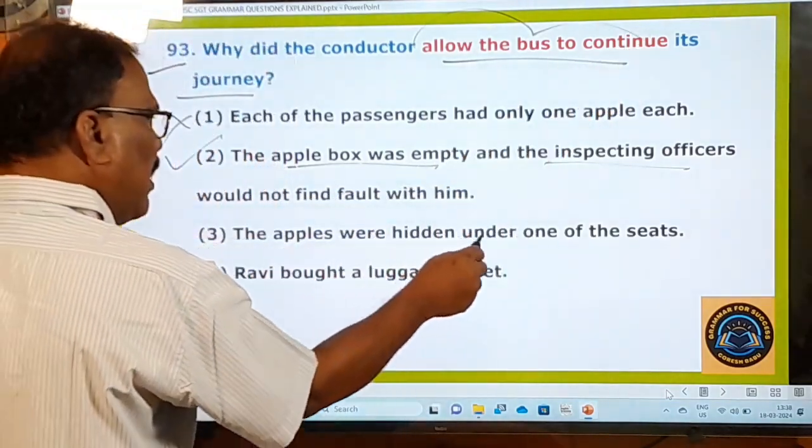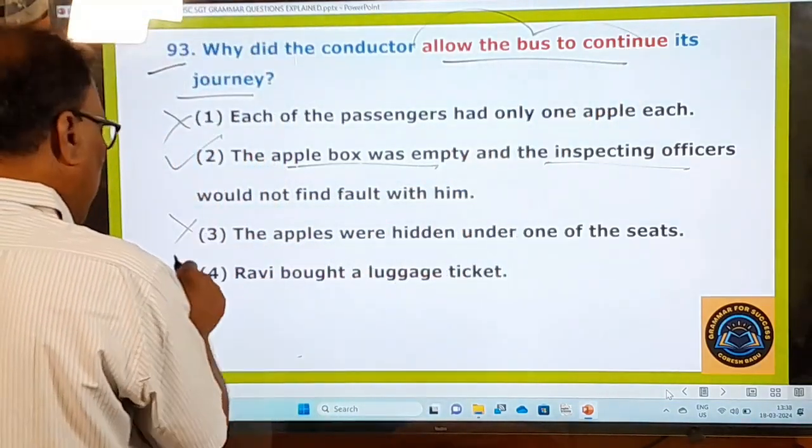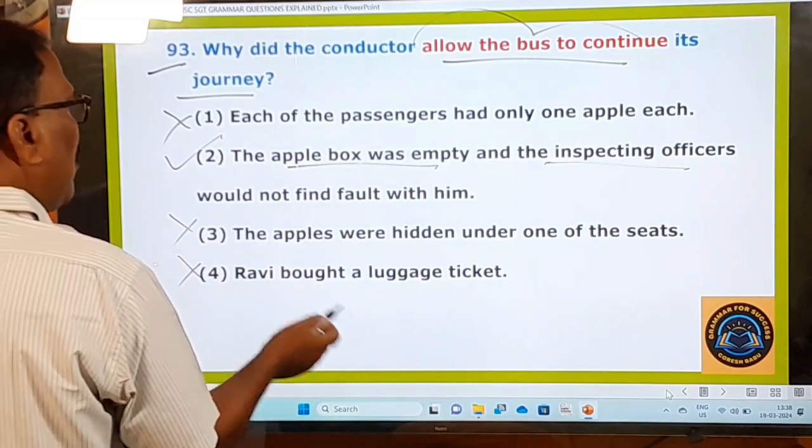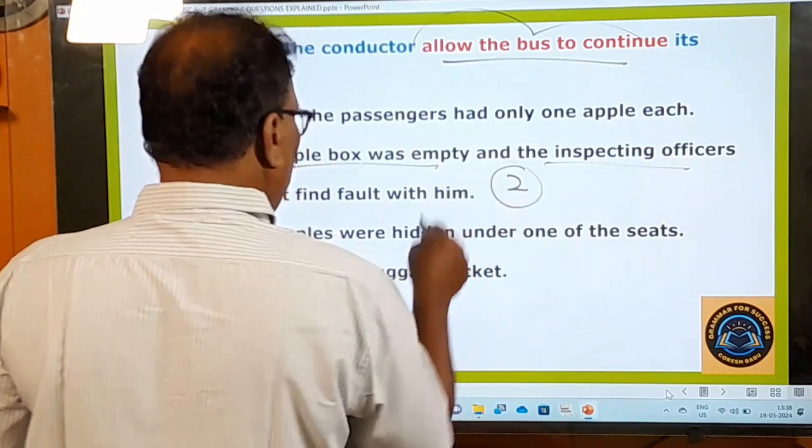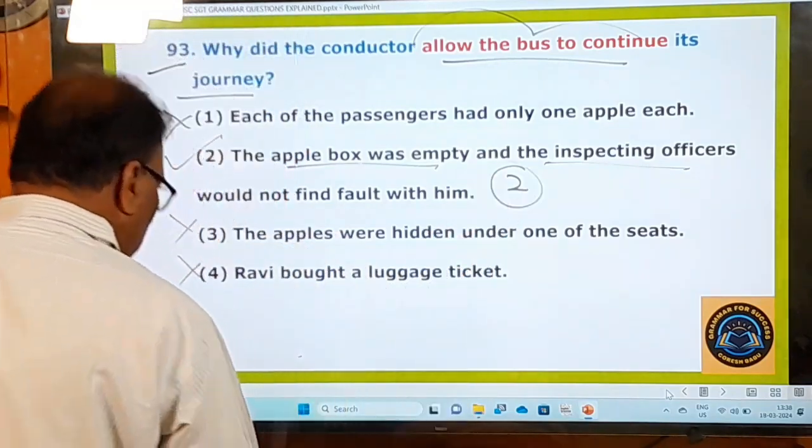So apples were hidden under the seat. No. Ravi bought a luggage ticket. No. She did not buy the luggage ticket at all. So here, first one, third one, fourth one are wrong, and only the second one is the right one. And now let's move on to the next question.